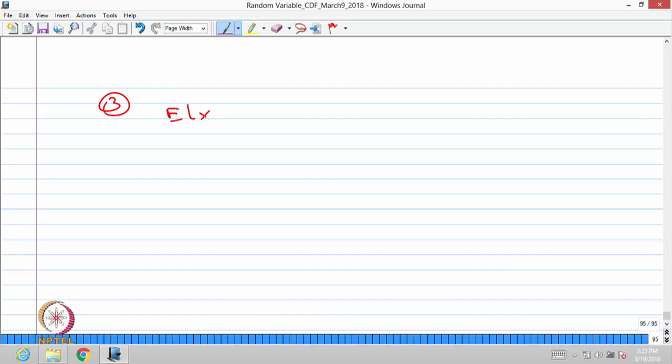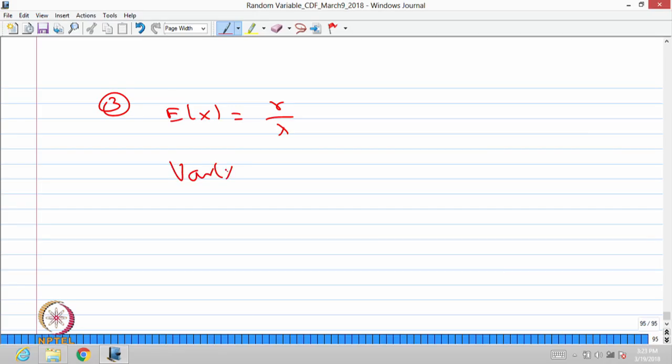If you find the mean for this gamma distribution, the simple calculation will give the result r divided by lambda. You can verify that when r is equal to 1, it becomes an exponential distribution, and you know that the mean of the exponential distribution is 1 divided by lambda. Similarly, if you do the simple calculation, you can get the variance of x as r divided by lambda square. So, here also one can verify with the exponential distribution.